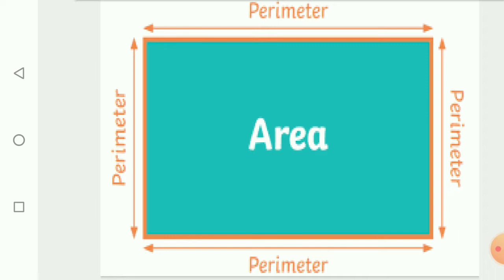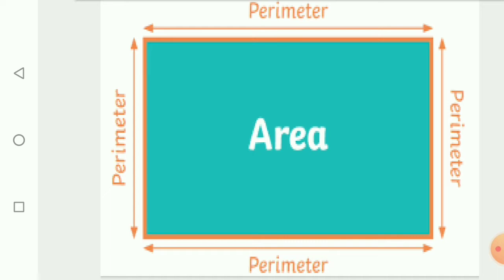Then the perimeter which you can see over here. Perimeter means border of that particular shape. So you can see that orange color is the border of that rectangle, and when you add it up all together you get what? It is nothing but the perimeter of that shape.